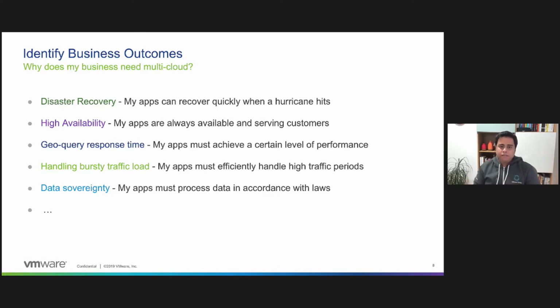Are you always available and serving customers? So that's always a conversation between the sort of trade-off that customers want within these two bounds.